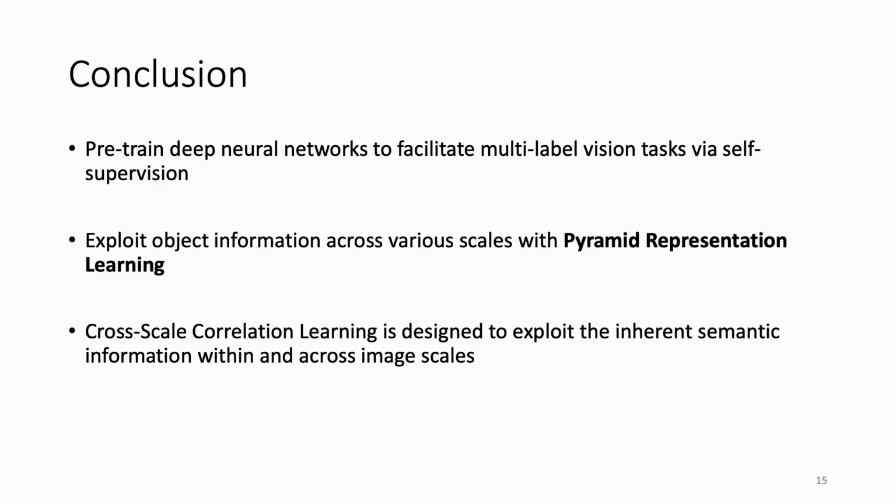In conclusion, we aim to pre-train deep learning models with our self-supervised learning method to enhance the performance of multi-level vision tasks. With pyramid representation learning, we explore the information of objects across different sizes. We also use cross-scale correlation learning to explore semantic information across image scales.